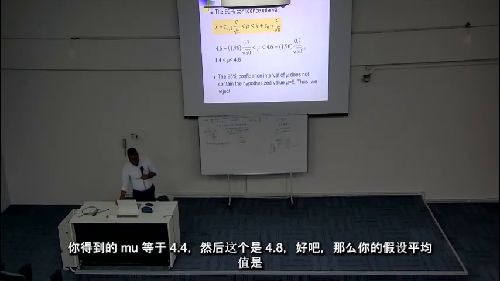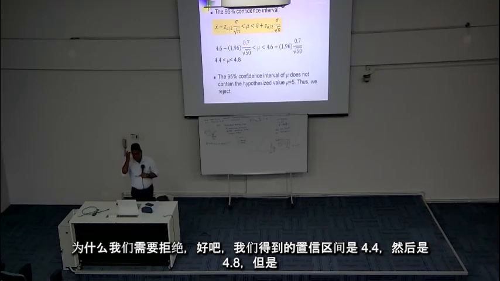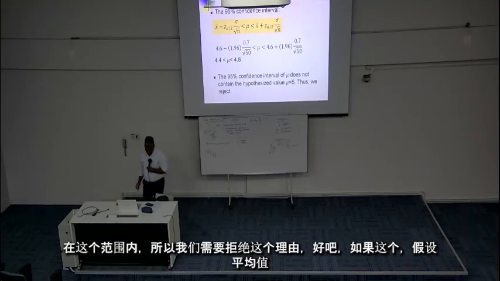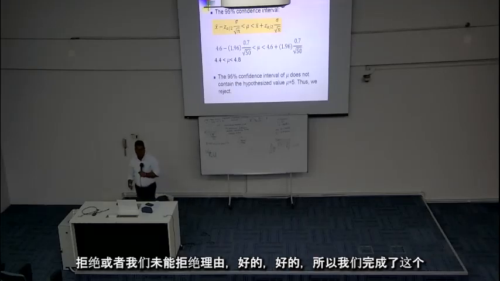When you use this formula, you get mu between 4.4 and 4.8. Your hypothesized mean is equal to 5. It does not lie within this confidence interval, so that is why we need to reject. The confidence interval is 4.4 to 4.8, but the mu is 5, so it is not within. If the hypothesized mean does not lie within the interval, we reject the H null. If, let's say, the mean is 4.48 something, it lies within the confidence interval, so we fail to reject the H null.